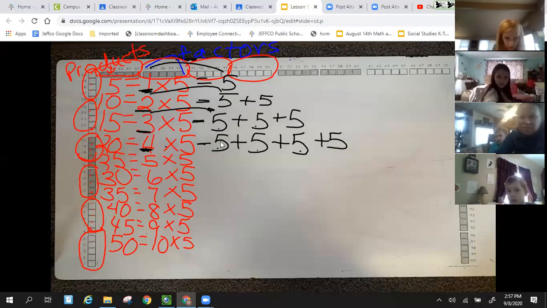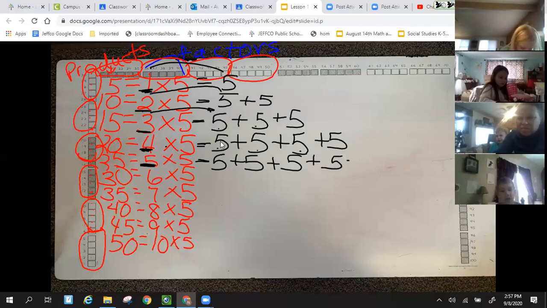How many 5s would I show in addition? 1. How many? This one. 5. 2 groups of 5. 3 groups of 5. 4 groups of 5. 5 groups of 5. So if I add 5 groups of 5, I'm going to get 25. Let's try it. 5, 10, 15, 20, 25.